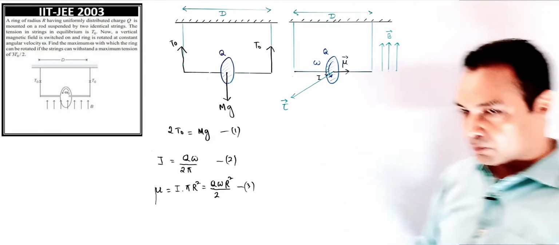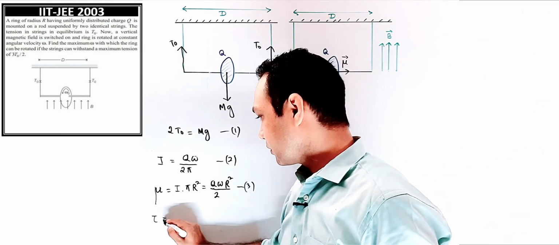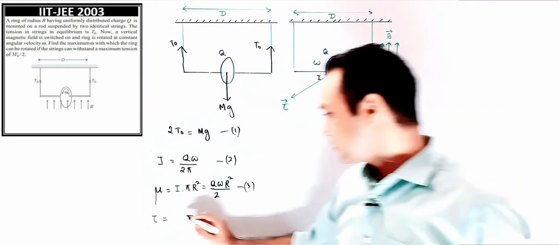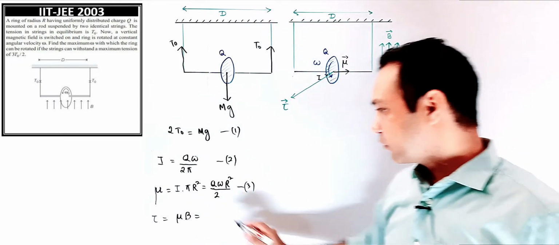So mu cross B will be in this direction, and the magnitude of that torque would be, because the angle between mu and B is 90 degrees, simply mu into B, and mu into B would be how much?